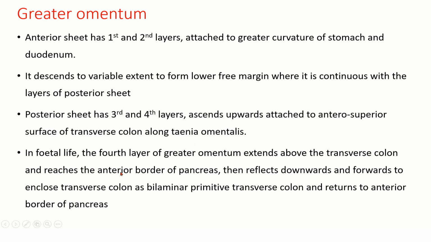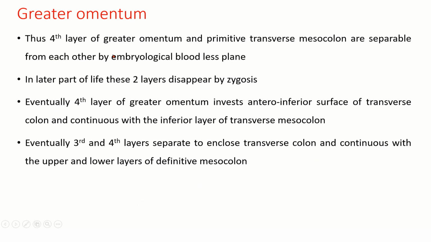So in fetal life, the fourth layer of the greater omentum extends above the transverse colon and reaches the anterior border of the pancreas, as I have shown in the earlier picture when I was dealing with the transverse colon. So then this reflects downwards and forwards to enclose transverse colon as bilaminar primitive transverse mesocolon and returns to anterior border of the pancreas. Thus, fourth layer of the greater omentum and primitive transverse mesocolon are separable from each other by embryological bloodless plane.